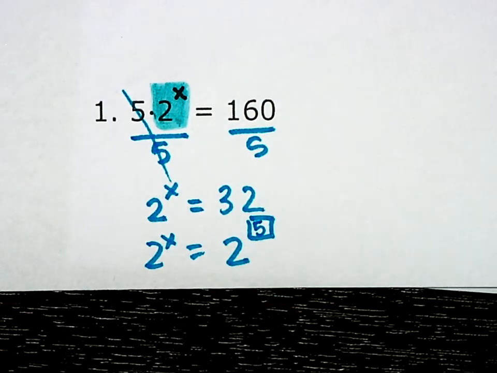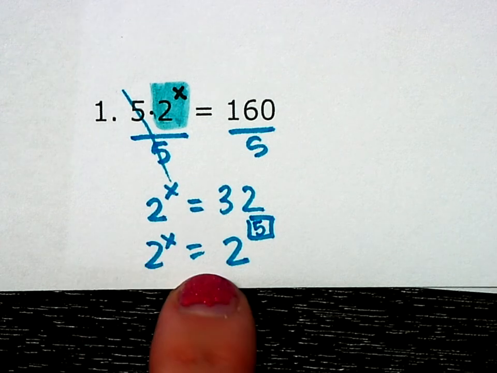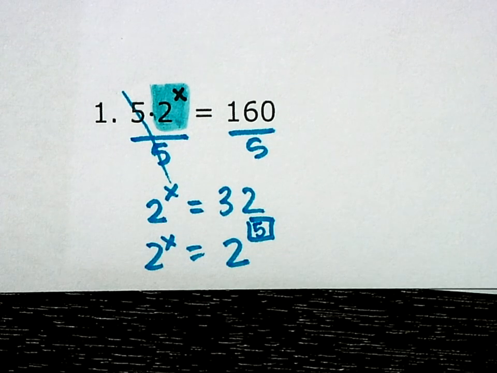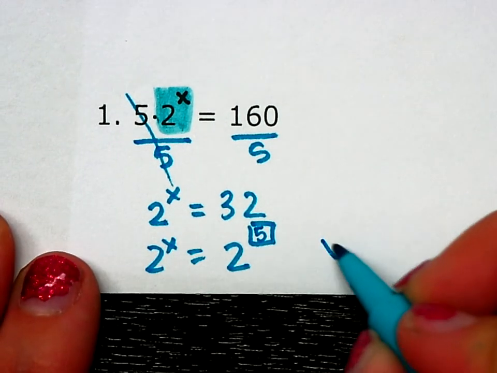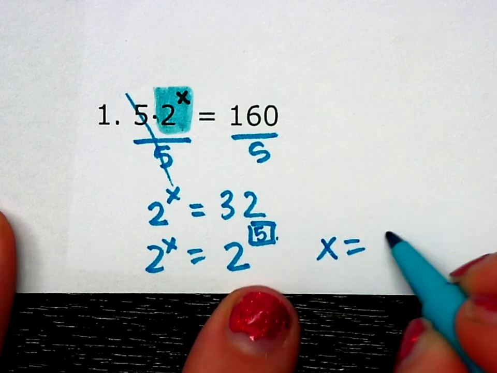So that's step number 2. Step number 3, set your exponents equal to each other. If 2 raised to the x equals 2 to the 5th, well then those exponents have to equal each other. So our final answer is that x has to equal 5.